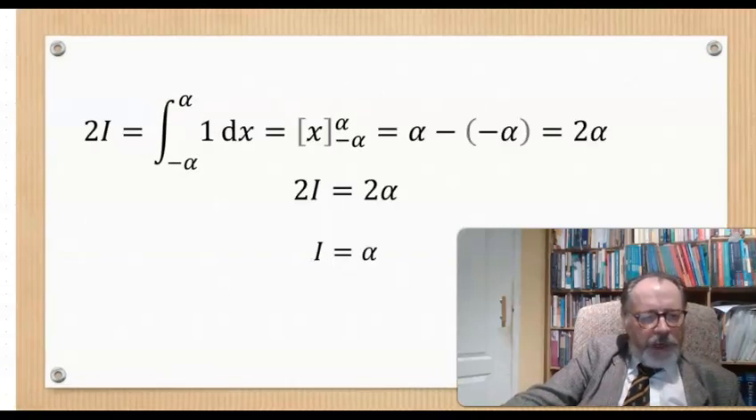And so twice our integral is, as I said before, the integral of 1 between alpha and minus alpha, which is x taken between the limits of alpha and minus alpha, which is alpha take away minus alpha, which is 2 alpha. And so twice our integral is 2 alpha, and therefore once our integral is alpha.